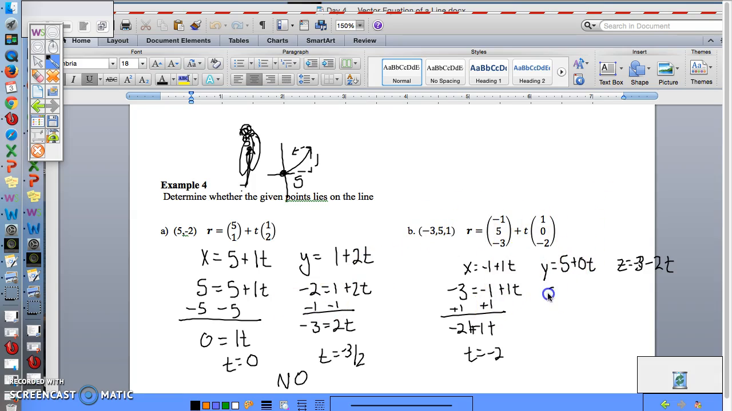For our y value, 5 equals 5 plus 0t. So 0 equals 0t. Well, that would hold true for any value of t, because 0 times negative 2 is still 0, so that would work. And then we have 1 equals negative 3 minus 2t plus 3. 4 equals negative 2t. So once again, t would be negative 2.